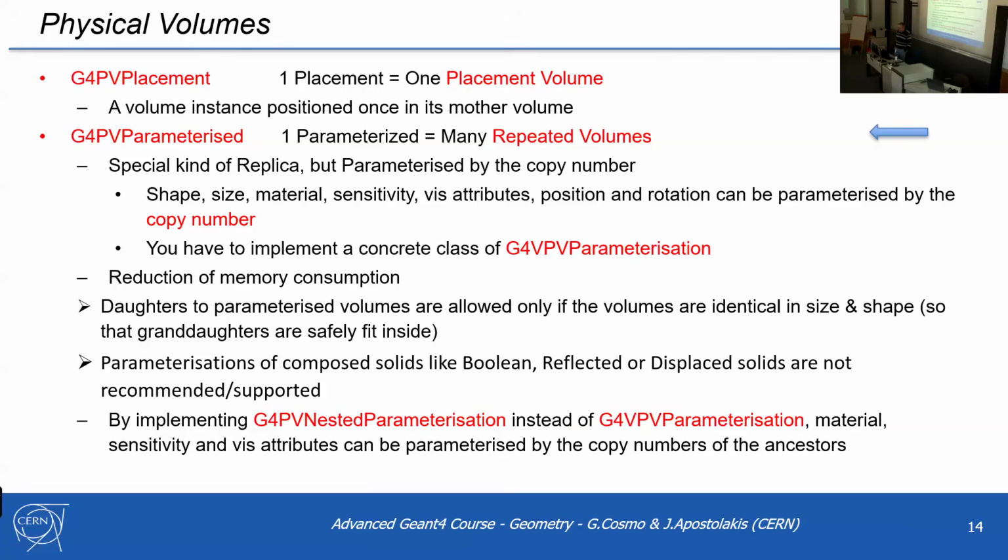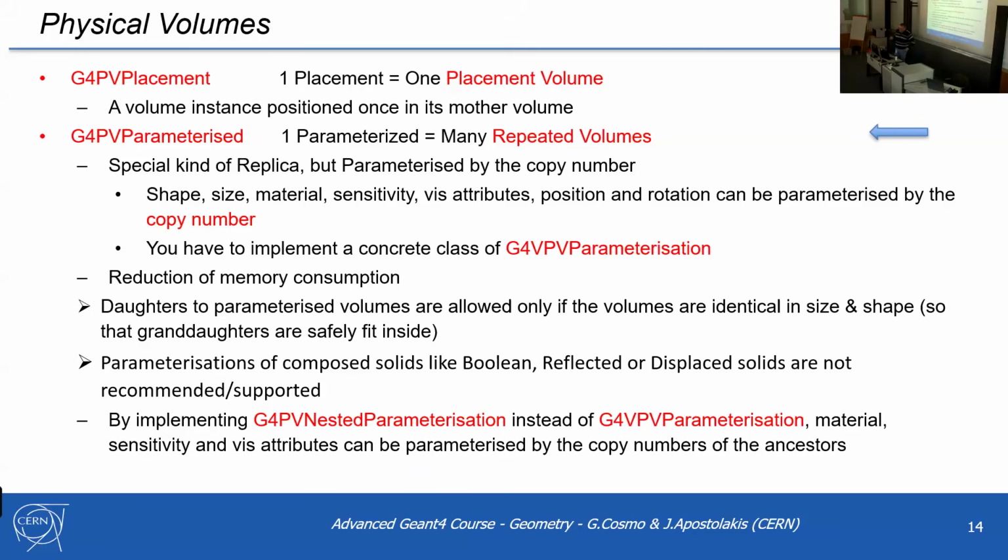The parameterization can happen in different ways. It can be done on the size of the shape, on the material, on the positioning, also the visualization attributes, and also the shape, the kind of shape. And it is a formula that is based on the use of the copy number of the slices that somehow indexes the parameterization.